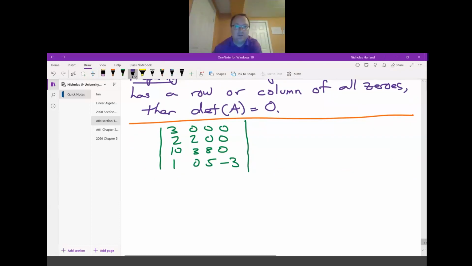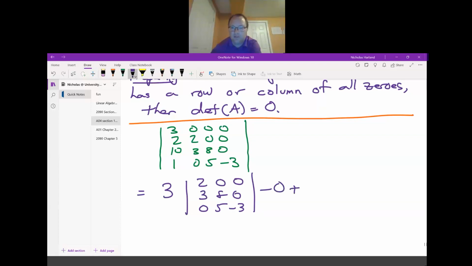All right, well, let's try this determinant. Some people might be trying to think of a property, which is great. Some people might be trying to use a property they already know. That's great. I'm going to pretend like we don't know anything. This is just cofactor expansion. I see a lot of zeros. Which row or column should we use? Row 1 sounds good. So if we use row 1, then that's going to be 3 times 2, 0, 0, 3, 8, 0, 0, 5, negative 3, minus 0 plus 0 minus 0.